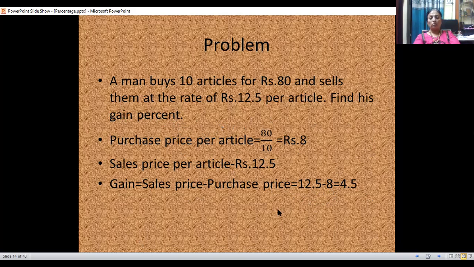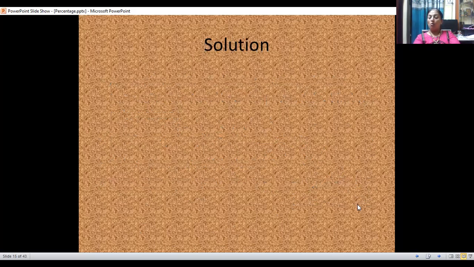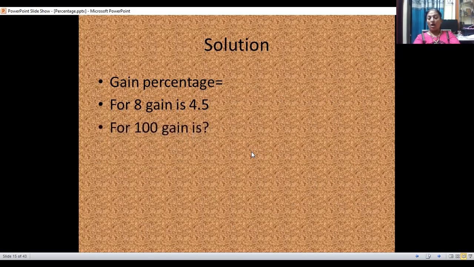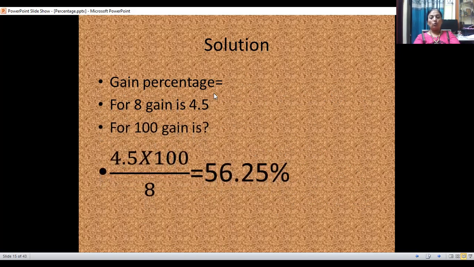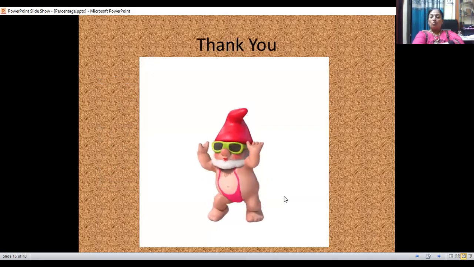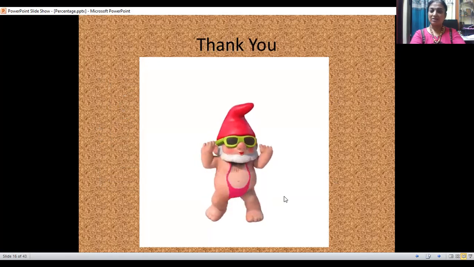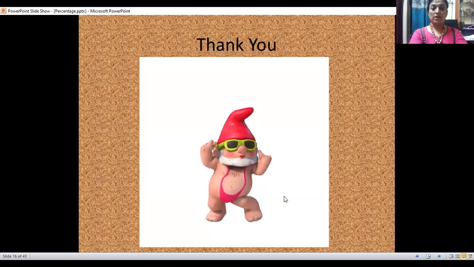Gain is calculated. Percent means for 100 we have to calculate. This 4.5, the profit, is for the purchase price, that is for 8. For rupees 8, the gain is 4.50. For 100, how much? So gain percentage is 100 into 4.5 divided by 8, and it is 56.25%.